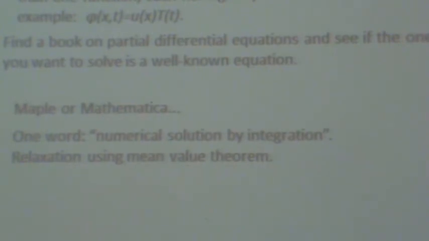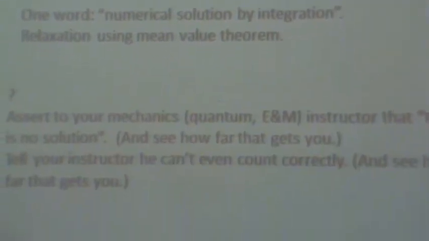I realized that in my top 10, I'm actually not doing it in the proper order. I should have started at the least important and gone to the most important, but I wanted to save the funny for later. So, yeah, one word, numerical solution by integration. Then relaxation method, the computational method that you just used for finding the potential in this particular problem. Then, yeah, the last 3, right?